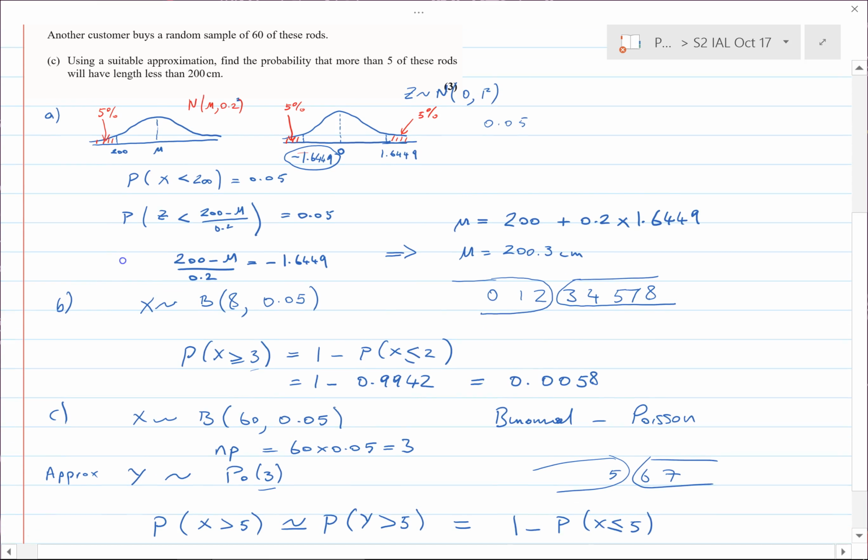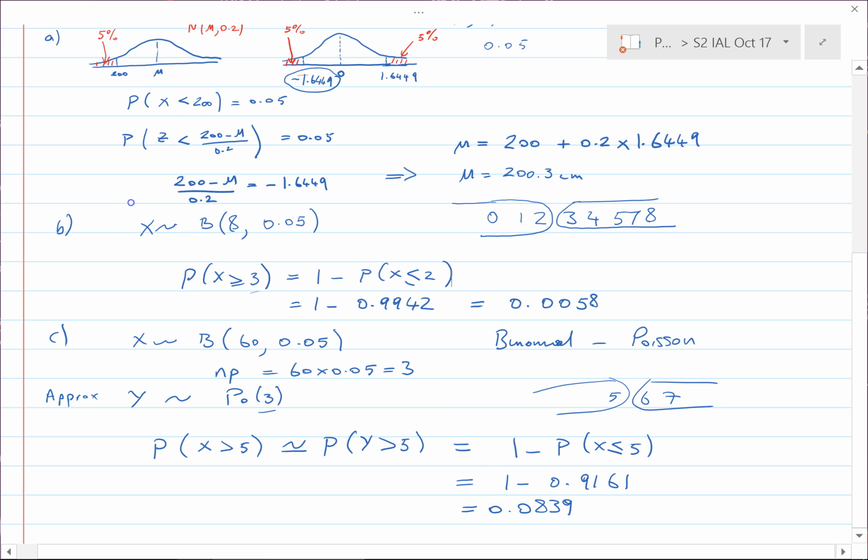Okay, and then the next question was a Poisson approximation for a binomial. We know it should be Poisson because p is very small and n is quite large. np is 3, so the tables can be used. It's important that we appreciate there's no continuity correction here for this question, because we're approximating a discrete distribution with a discrete one. Okay, so that's question 1.